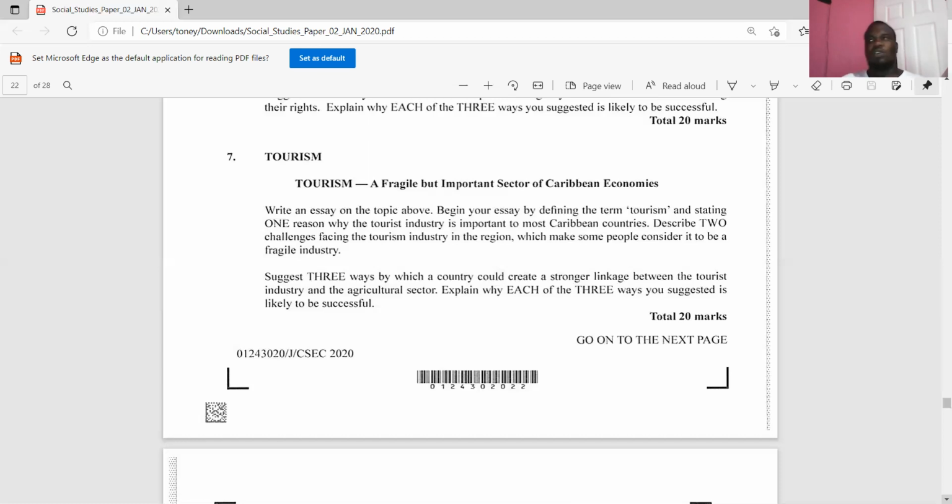So we need to think out, or we need to hash out what the government could do to create a stronger link between the tourism industry and the agricultural sector. It's what the country could do, the government specifically. Good, how they could create a stronger linkage between tourism and agriculture. Then you're going to justify the way, right? You're going to say why it is going to be successful.